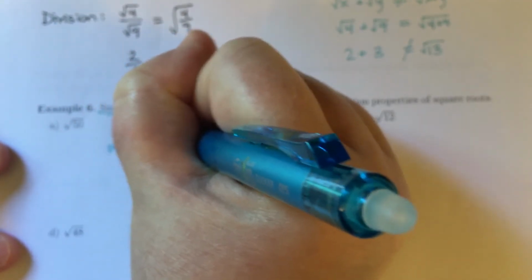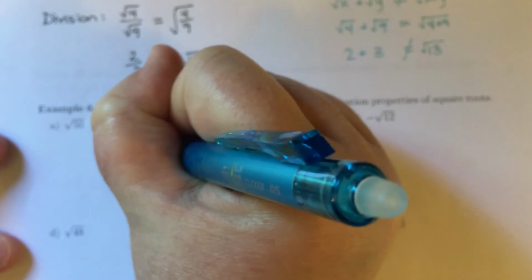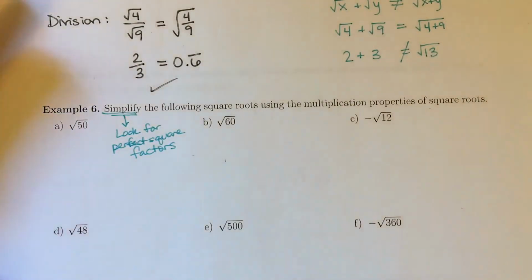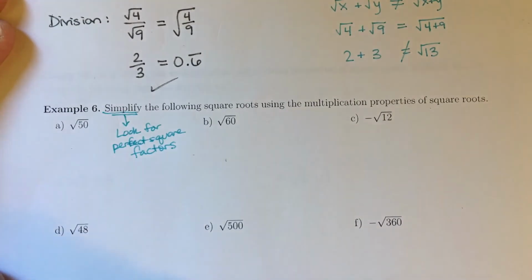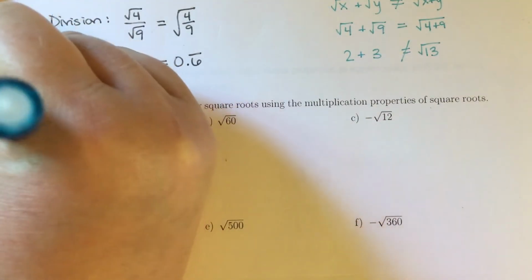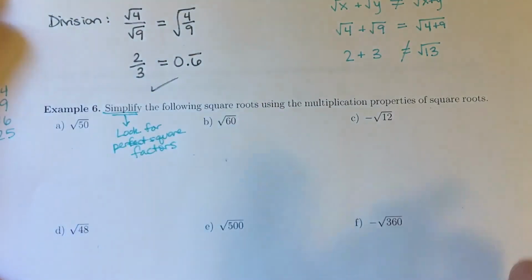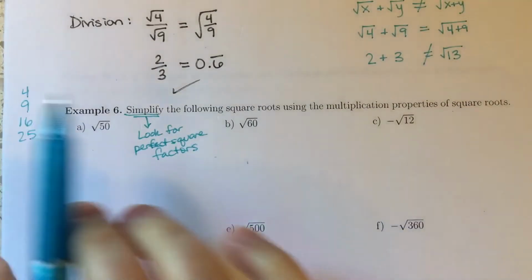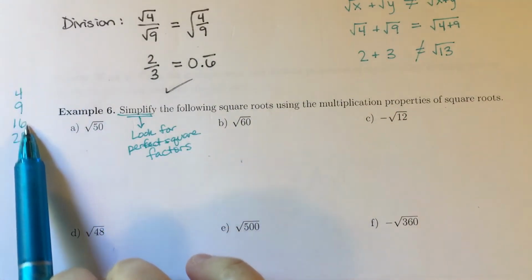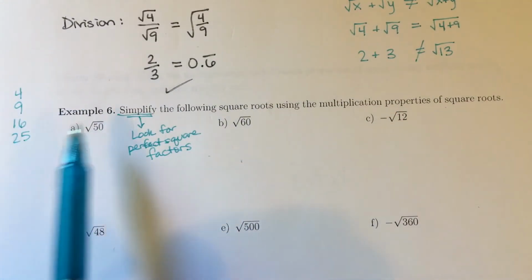Perfect square factors. Hopefully you have that list at the top of your page because we're going to need it. Another thing that I sometimes do is just write out a list of perfect squares: 4, 9, 16, 25. Those are really what we're looking for. So let's look at the square root of 50. Do any of these perfect squares go into 50?